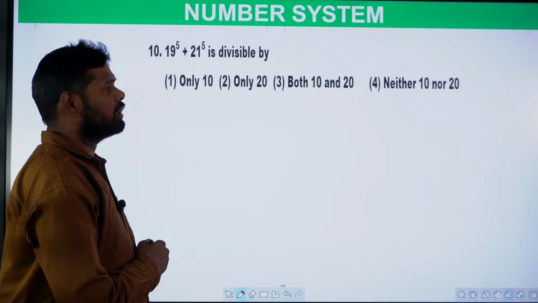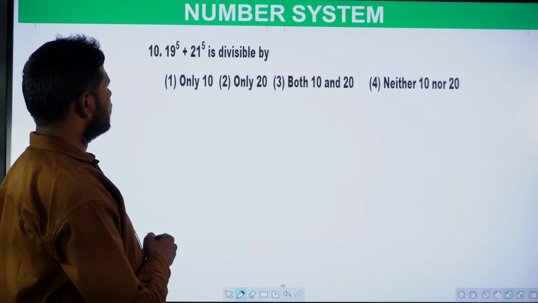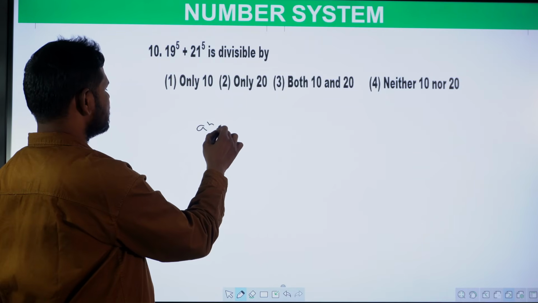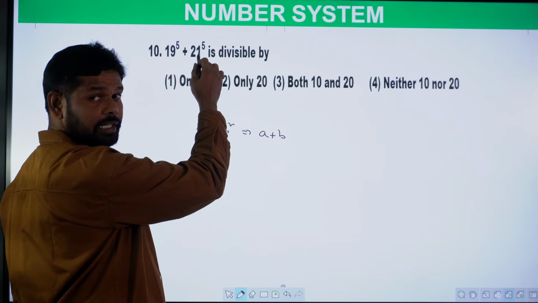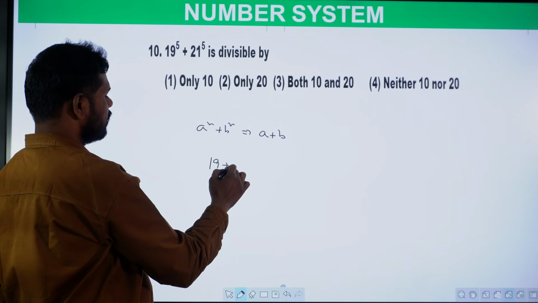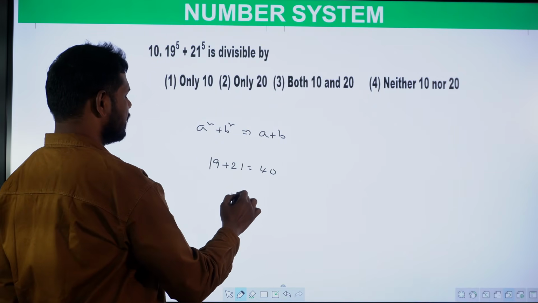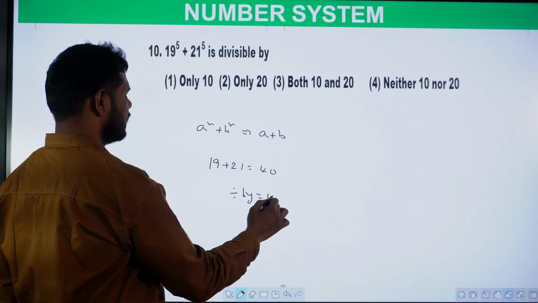19 power 5 plus 21 power 5 is divisible by... a power n plus b power n is always divisible by a plus b if n is odd. N is odd, 5 is odd. 19 plus 21, nothing but 40. That number is completely divisible by 40.